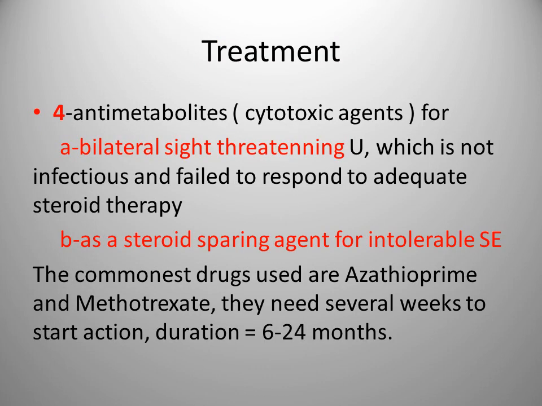Number 4, the fourth group of medications are antimetabolites or cytotoxic agents. These are given for bilateral sight-threatening uveitis which is not infectious, so we have excluded infection first, and we give a steroid and there is no adequate response to steroid. Or we give a steroid and there is response, but there are intolerable side effects. So they are given as steroid-sparing agents. The commonest two drugs available are azathioprine and methotrexate. Both of these drugs need a long period to start action. They need several weeks to start.